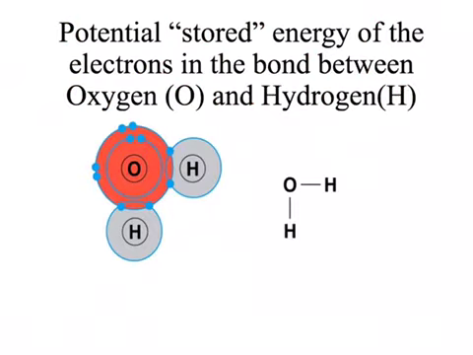When you notice here, we have electrons of oxygen and hydrogen being shared here and here. So these electrons are in a bond between these two elements, here and here. So these electrons have stored energy. They have potential energy.